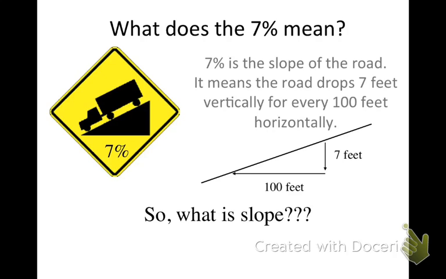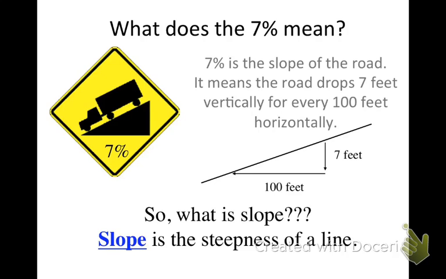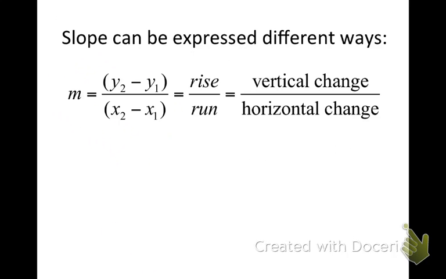So, what is slope? Well, in very simple and easy language, not really all that mathematical, slope is the steepness of a line. Slope is just steepness. It's the steepness of a line. Now, slope mathematically can be expressed many different ways. You see a formula there that says m equals y2 minus y1 over x2 minus x1. That's a mathematical formula. We will use that. I'll show you how to use it.